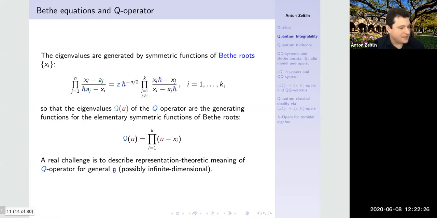Okay, so this is the Q operator. Here I'm a little bit sloppy because you have to rescale that operator by a certain function, but let me sweep it under the carpet to get those eigenvalues. So you have to rescale it.